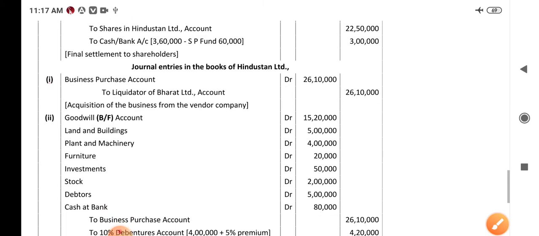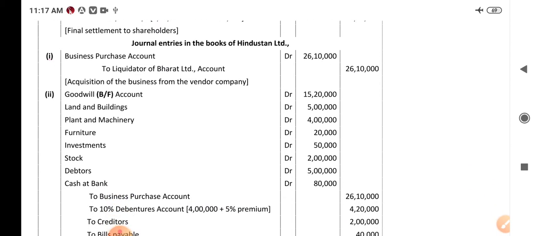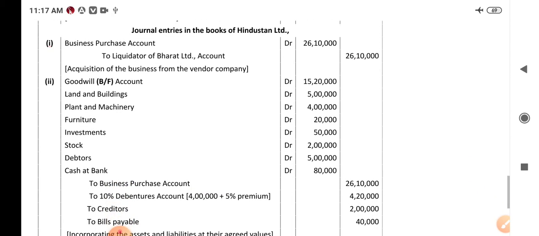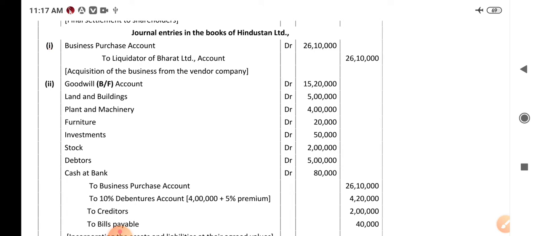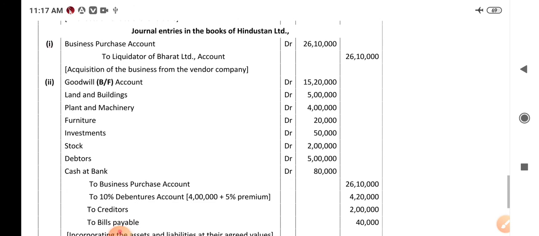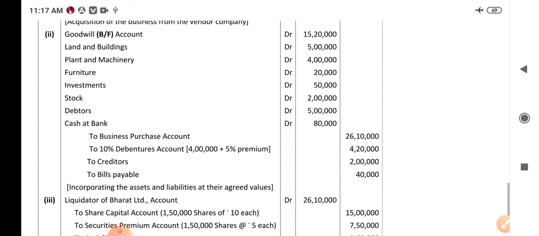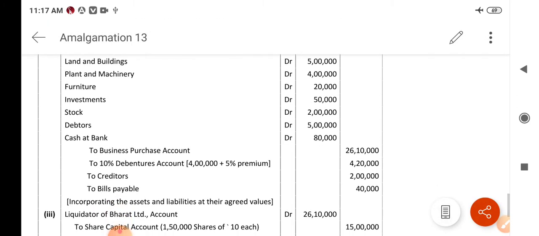Yes, next we will pass the opening entries in the books of Hindustan Limited. First, for the acquisition of the business, purchase account debtor to liquidators of Bharat Limited. Total purchase consideration given 26,10,000. Next, so we have to incorporate the various assets and liabilities.